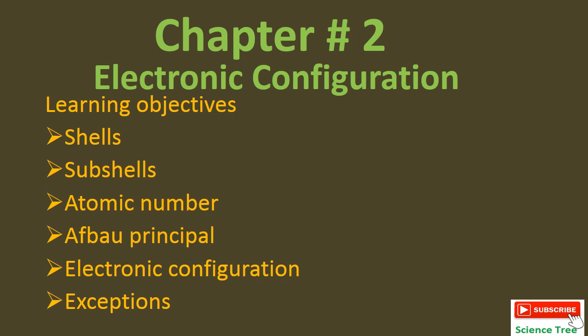This is chapter number 2, class 9th, and the topic is electronic configuration. The learning objectives are shells, subshells, atomic number, the Aufbau principle, how electronic configuration is carried out, and what are the exceptions. You all know very well about shells and subshells. But before going into the topic, it's very necessary to revise these basic terms. So let's start.